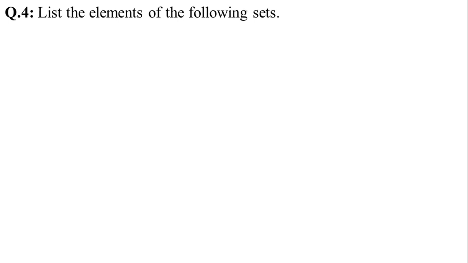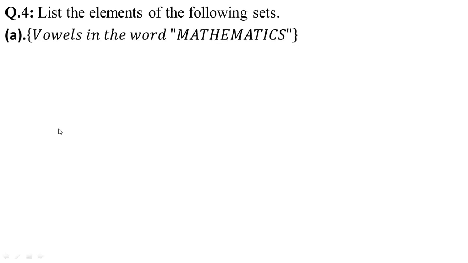Now in question number 4, list the elements of the following sets. In part a, vowels in the word mathematics. Here, same question again, we have to find the vowels. First of all, we know that the vowels are a, e, i, o, u. So in the word mathematics, we write only the vowels. These are a, e, i.